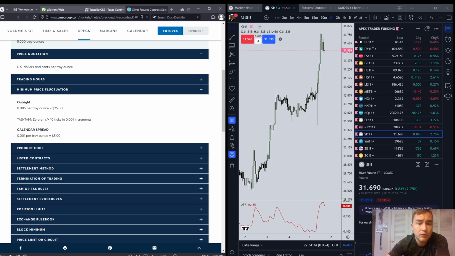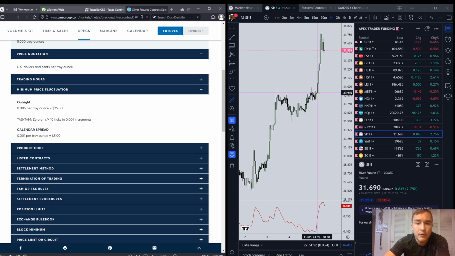And as you can see, guys, silver's a big contract. Unlike gold, silver is not $10. So you see, natural gas is $10 per tick. Gold is $10 per tick. Silver is $25 per tick, which is a lot.